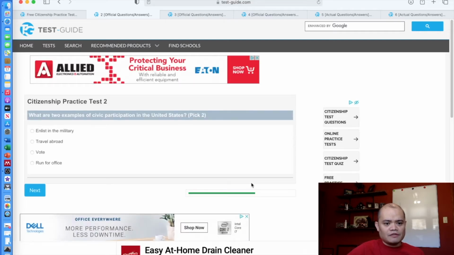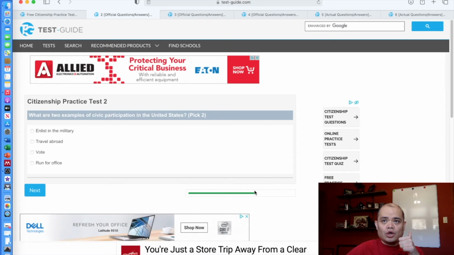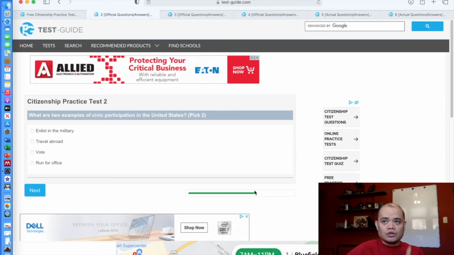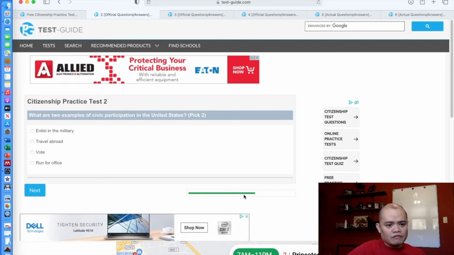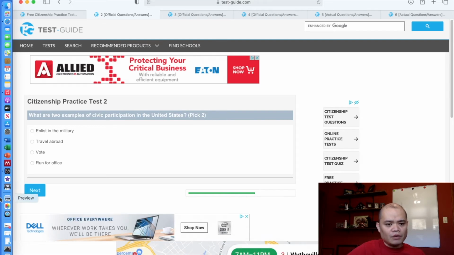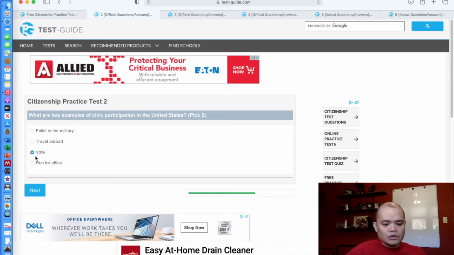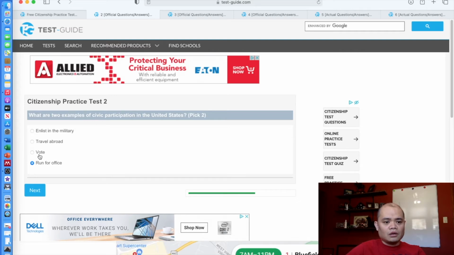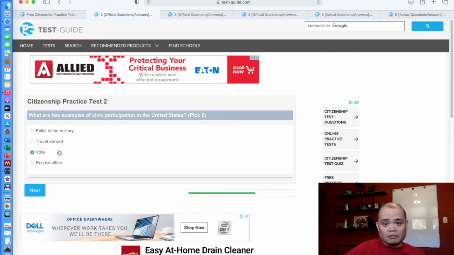What are the 2 examples of civic participation in the United States? So to vote and to run for office. Enlist in the military, travel abroad, vote and run for office. But it says pick 2. So how do I do that? Vote. Well, it wouldn't allow me to pick 2. So I'll just put vote, and if it turns out it's wrong, I know it's right because the system doesn't allow me to pick 2 answers. Okay.